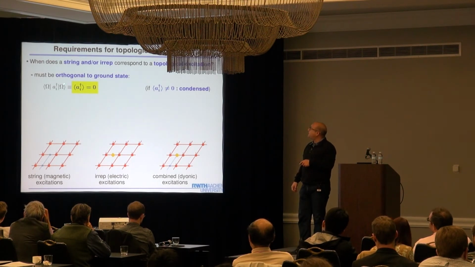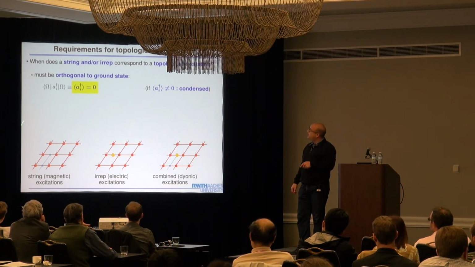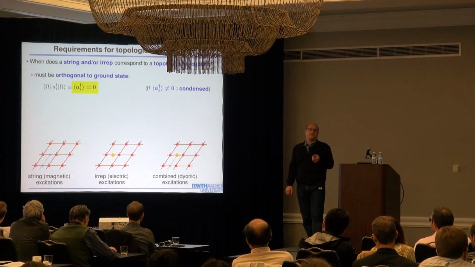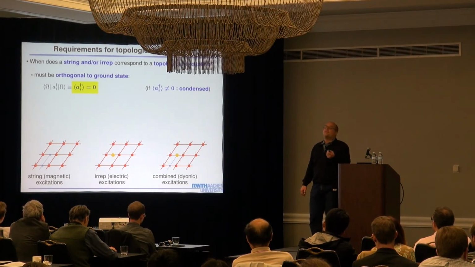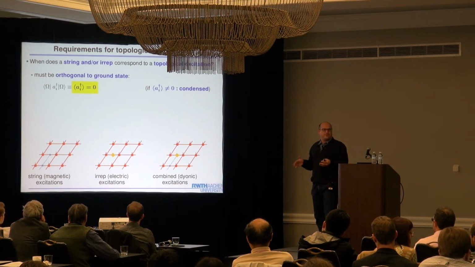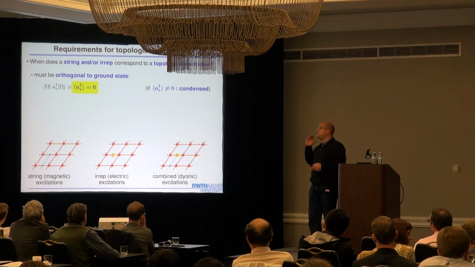So I will use this kind of cartoon notation where, say, this creates one excitation with this infinite string. And I look at the overlap with the original ground state. And this should certainly be 0. I want an orthogonal state. If this weren't orthogonal, we would say that this excitation is not an excitation anymore. It has condensed into the ground state. The ground state has a finite fraction of this excitation. So basically I have a new ground state which contains this excitation, so it's not an excitation anymore.